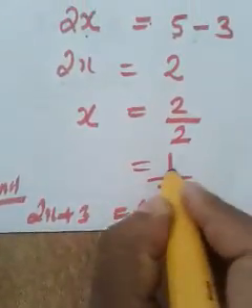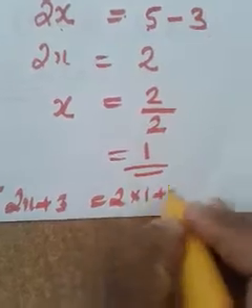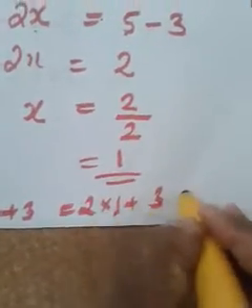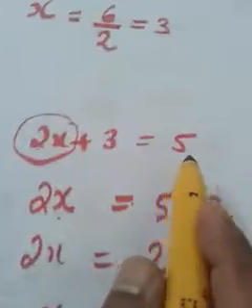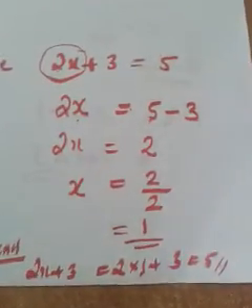That means what is the value of x? We got 1. So 2 into 1 plus 3. What is 2 into 1? 2. 2 plus 3 is 5. We are getting 5. See? So this is a method of doing it. You may understand, isn't it?